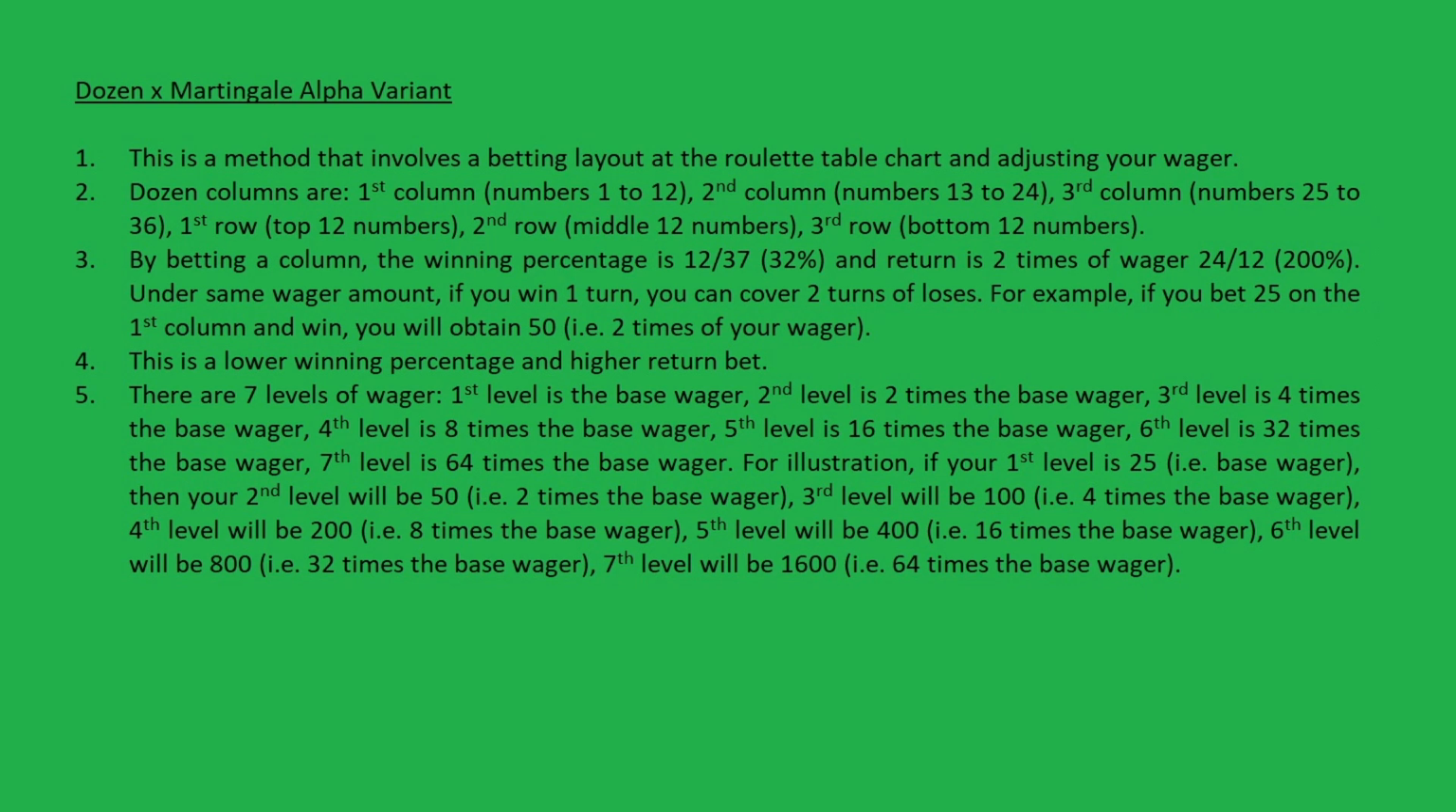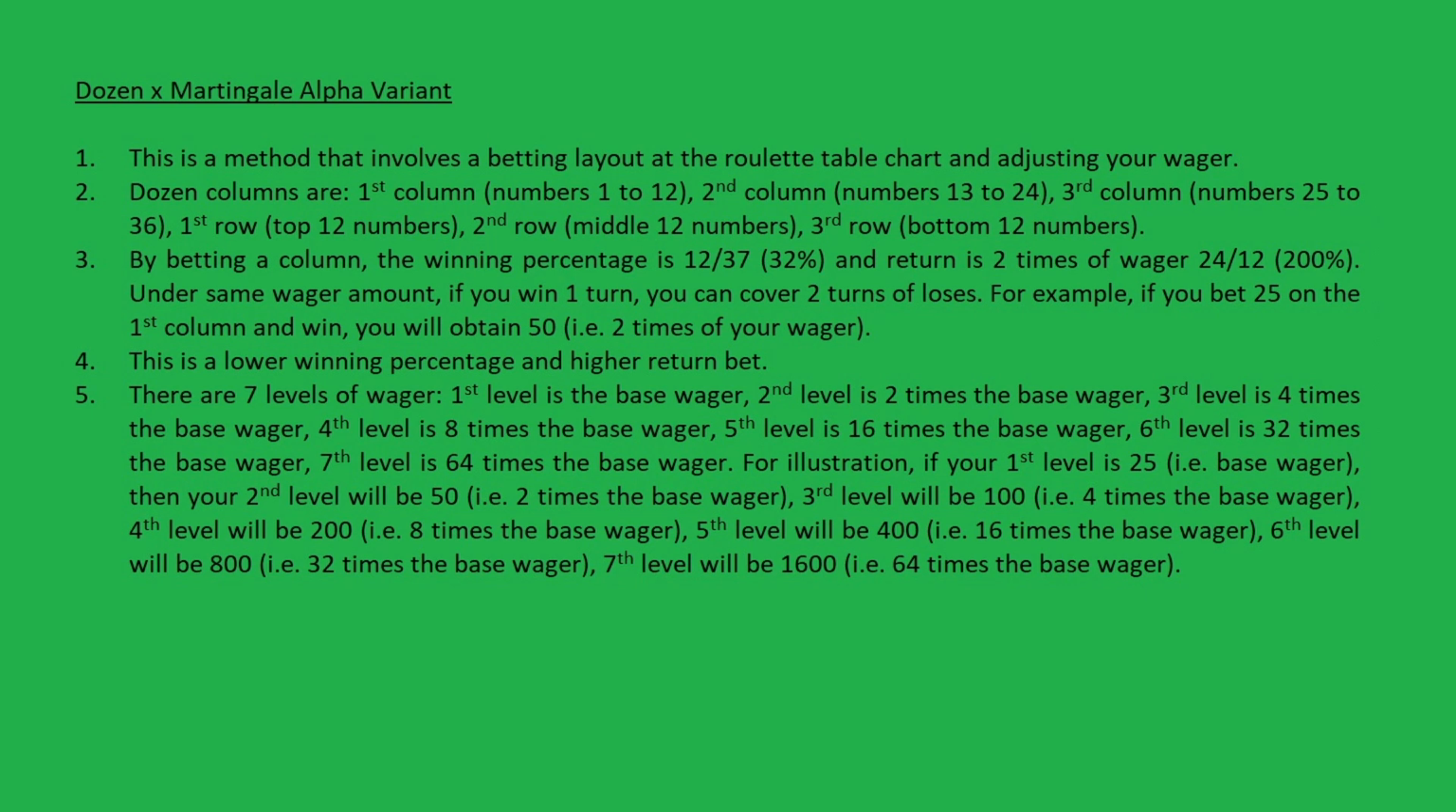3. By betting a column, the winning percentage is 12/37, 32%, and return is 2 times of wager, 24 to 12, 200%. Under same wager amount, if you win one turn, you can cover 2 turns of losses. For example, if you bet 25 on the first column and win, you will obtain 50, i.e. 2 times of your wager. 4. This is a lower winning percentage and higher return bet.